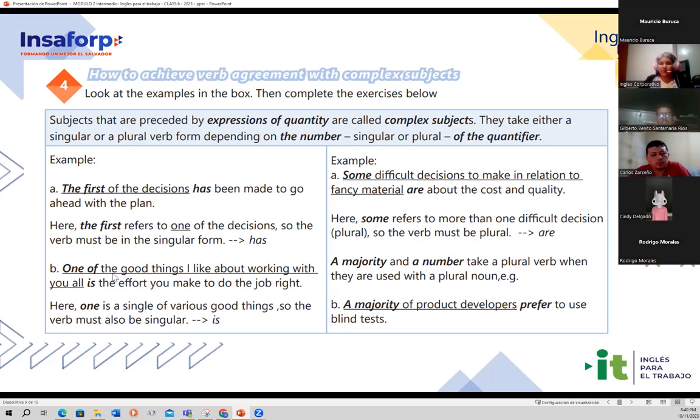Quizás lo hemos visto como simple present rules. When you add third person, when you add S, or it depends on the verb, también depende del verbo, le agregamos S, IES o ES al verbo. Depende del tipo de verbo que se vaya a usar. Okay? That is verb agreement.